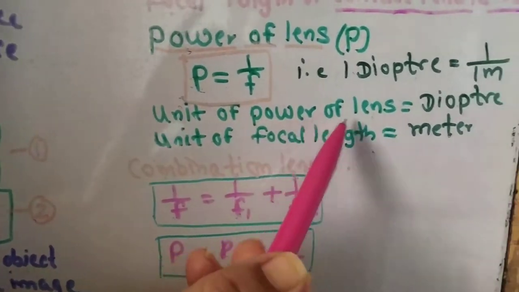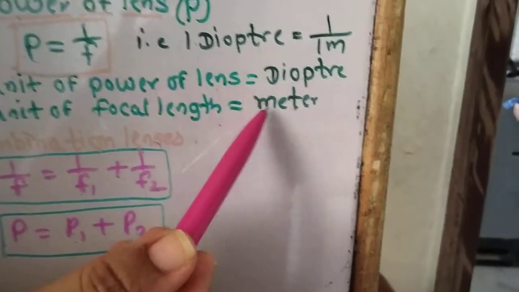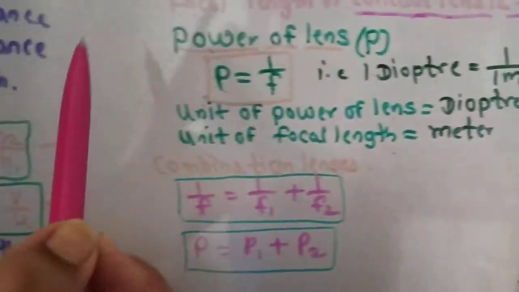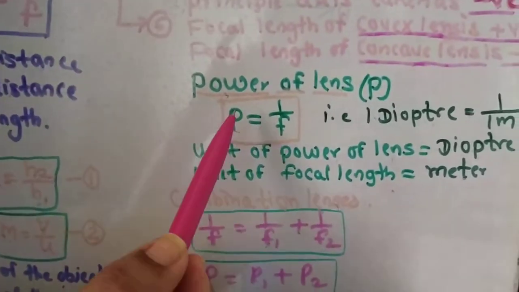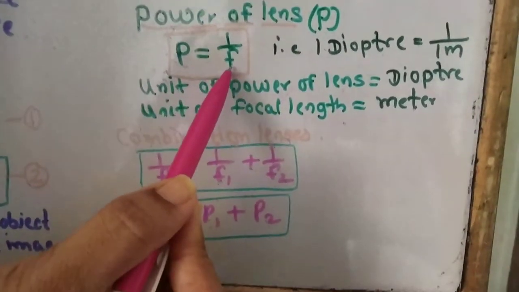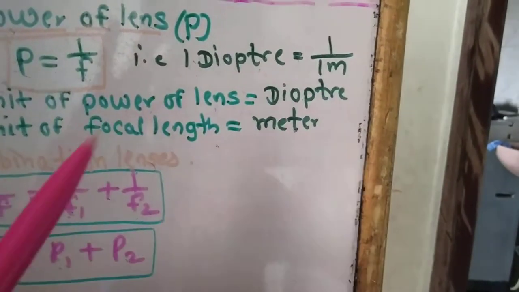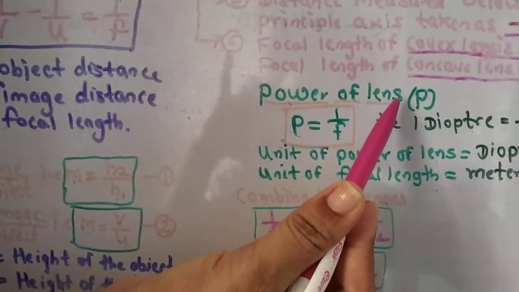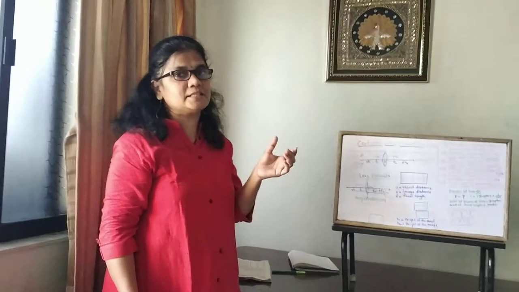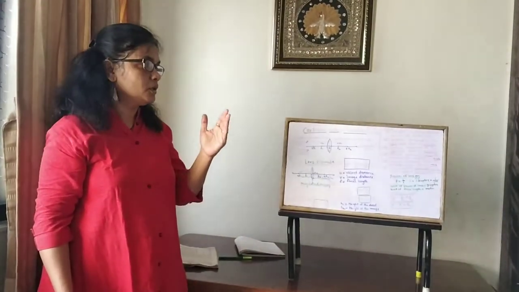The unit of power of lens is a diopter. Unit of focal length is a meter. Means 1 diopter is equal to 1 upon 1 meter. Let's recap. Power of lens, that is P equal to 1 upon f. Unit of P is a diopter. Unit of f is a meter. That's why the diopter equals 1 upon meter. Okay? Understood the power of lens? Power of lens means a capacity to converge and diverge incident rays, which depends on the focal length, known as the power of lens.